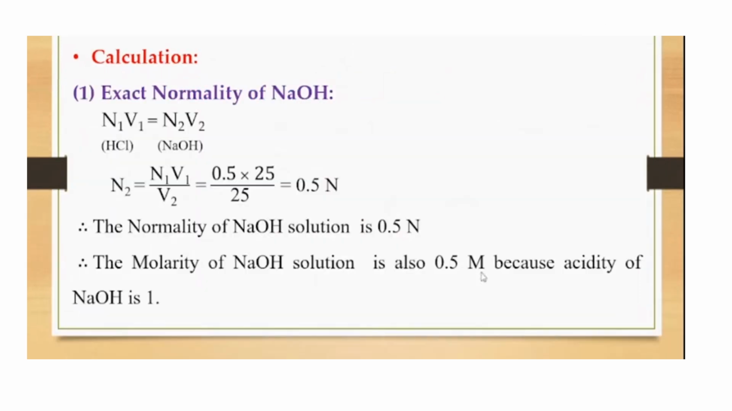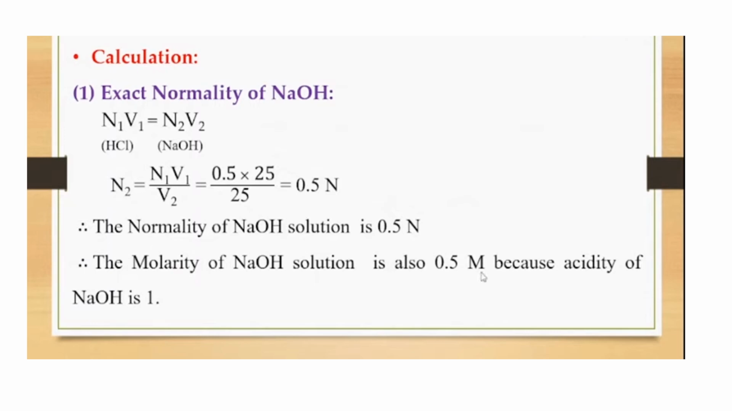So here the calculation is, as I mentioned before, N1V1 = N2V2, where N1 is the normality of HCl, which is equivalent to the molarity of HCl because the number of hydrogens lost here is 1. If Z is equal to 1, normality is always equal to molarity. The same is true for sodium hydroxide. Here sodium hydroxide releases 1 OH during dissociation, therefore the acidity of sodium hydroxide here is 1.